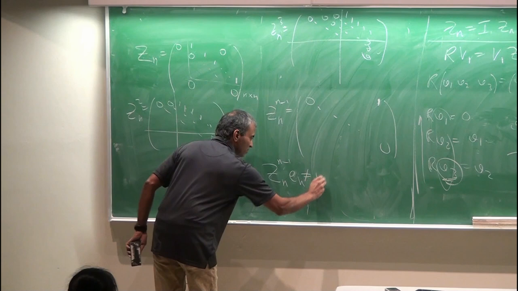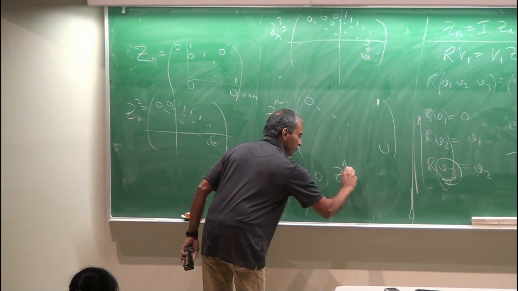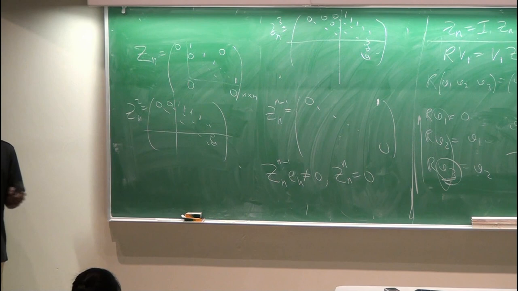And if I multiply by Z_n one more time, it will go to 0. So it's the very last power in the sequence that matters, because that tells me what the head of the Jordan chain is going to be: any vector which is not in the null space of this matrix.